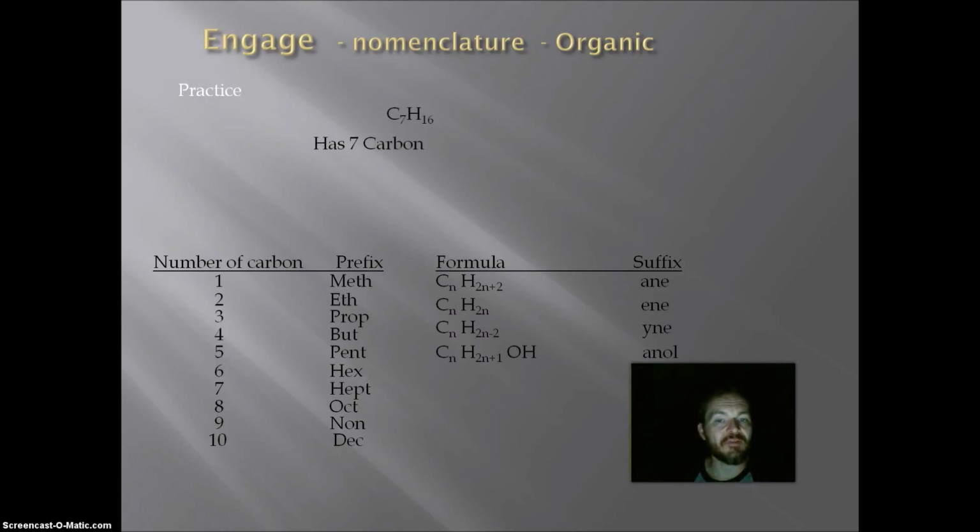C7H16. So if I look at the number of carbon, I have 7 carbon. Looking at my list, 7 carbon is hept. Now, 2 times 7 is 14. I have 16, which is 2 more than twice the number of carbon. So I have the 2N plus 2 ratio of hydrogen. So that means I'm going to be a heptane. And that is the correct name for that chemical formula.